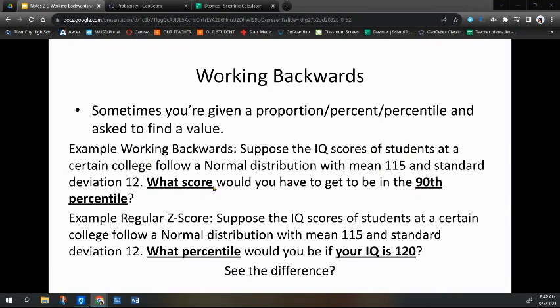In this case, it's not asking you to find a percent or percentile. It's asking what score you would need to be in a certain percentile. A regular z-score problem, like the ones we've been doing, would look more like this: same situation, but now it's asking what percentile you would be in if your IQ is 120. So the given information is a data value, and what you're asking for is a percent or percentile. The difference is what information you're given and what you're asking for. Working backwards, you're given a percentile or proportion and asked to find a score. In a regular z-score problem, you're given a data value and asked to find the proportion, percent, or percentile.